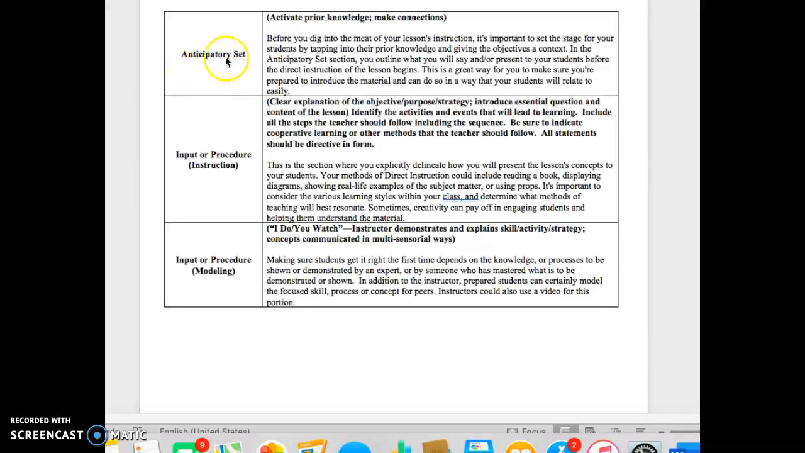Next, you have the anticipatory set, which stands for activate prior knowledge and make connections. So before you dig into the meat of your lesson's instruction, it's important to set the stage for your students by tapping into their prior knowledge and giving the objectives a context. In the anticipatory set section, you outline what you will say and or present to your students before the direct instruction of the lesson begins. This is a great way for you to make sure that you're prepared to introduce the material and can do so in a way that your students will relate to easily.